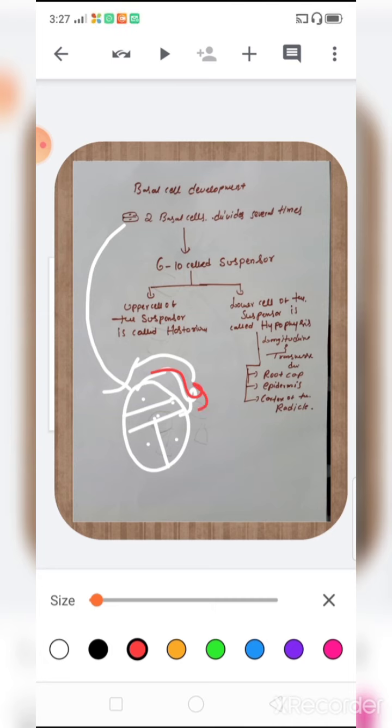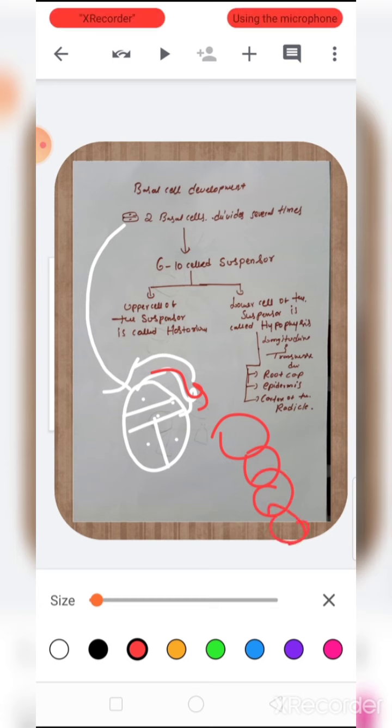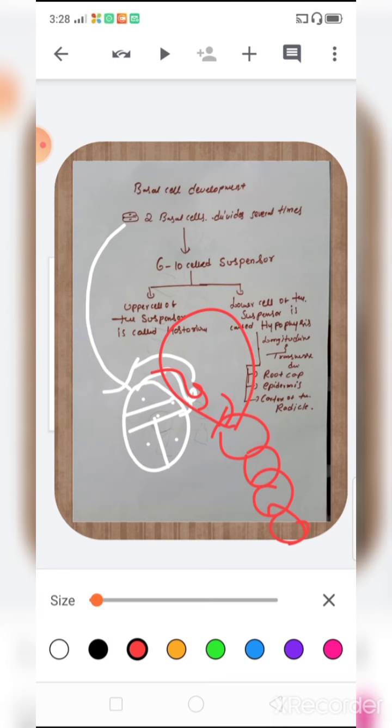Next, coming to the basal cell development. The two cells from the basal cell of the proembryo divide several times and form a 6 to 10 celled suspensor. The upper cell of the suspensor is called the haustorium and the lower cell of the suspensor is called the hypophysis. The hypophysis takes longitudinal and transverse divisions and forms the root cap, epidermis and cortex of the radicle.